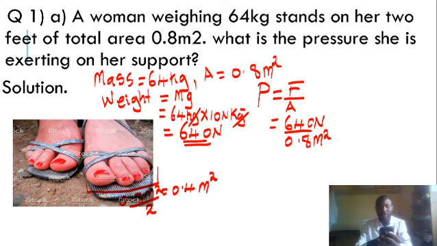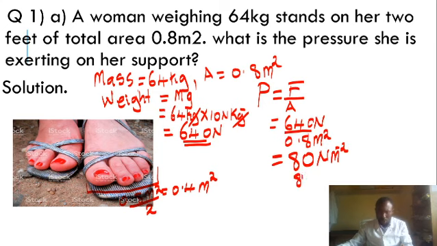64 divided by 0.8. Our answer is going to be 80 newtons per meter square, or 80 Pascal. This is our answer. This is the pressure. What is the pressure she is exerting on her support? This is the pressure that this woman is exerting on any support, given that she is using the 2 legs.